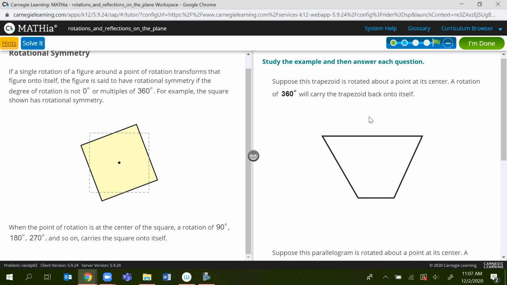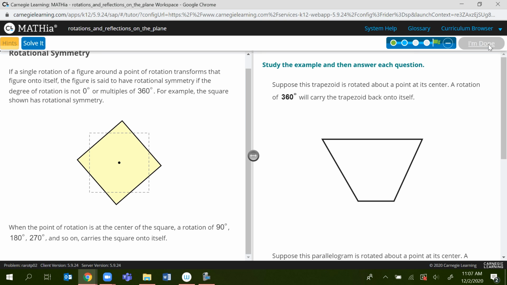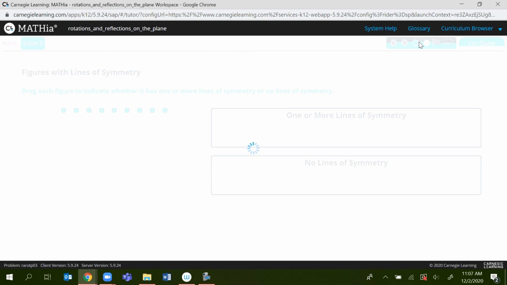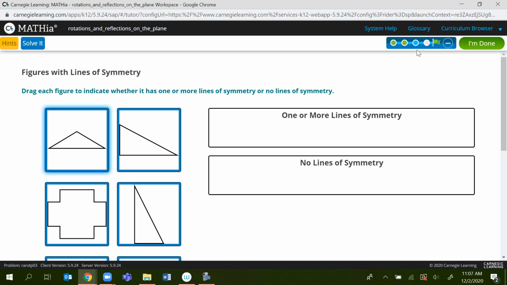So we have finished this question. You can press I'm done. And there are still 2 more questions left in this workspace for you to work out. If you need any other help, make sure you use your hints, and utilize any step-by-steps or sample problems that are also offered to you.